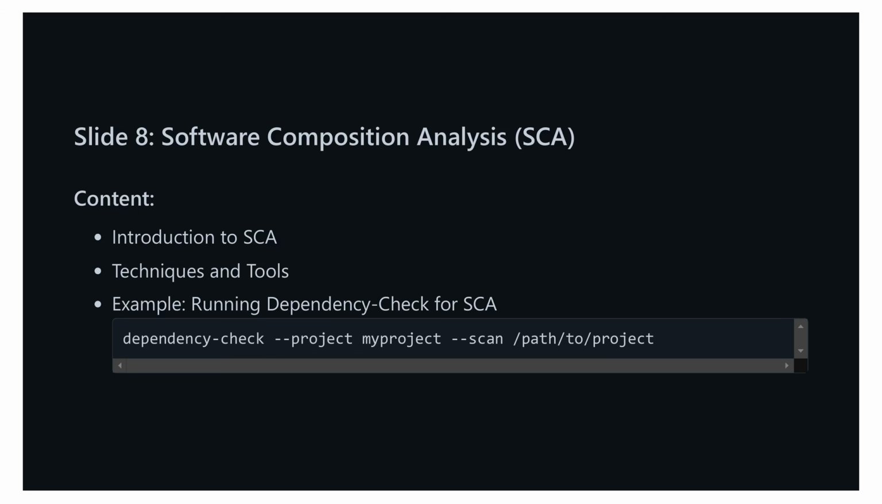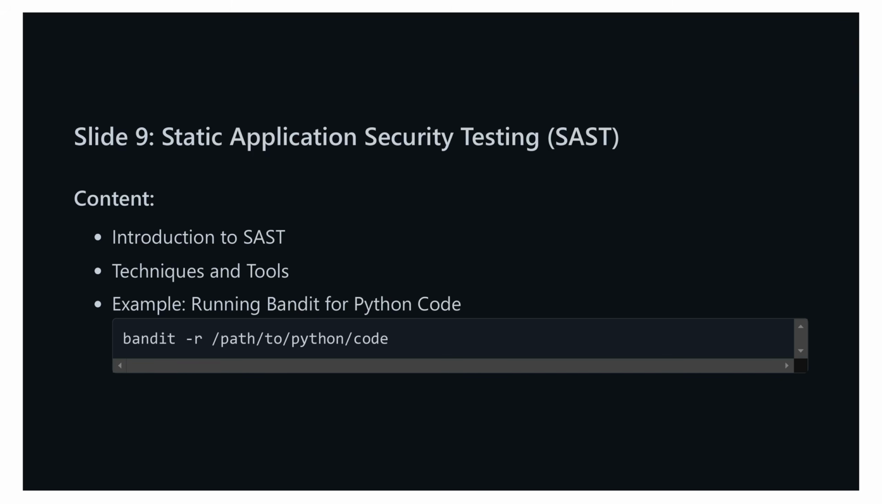On the previous slide, we discussed software composition analysis (SCA), including its introduction, techniques, tools, and an example of running dependency-check for your project dependencies. Now, shifting our focus to static application security testing, or SAST, we'll delve into a critical area for identifying vulnerabilities within your codebase. First, we'll go over the introduction to SAST.